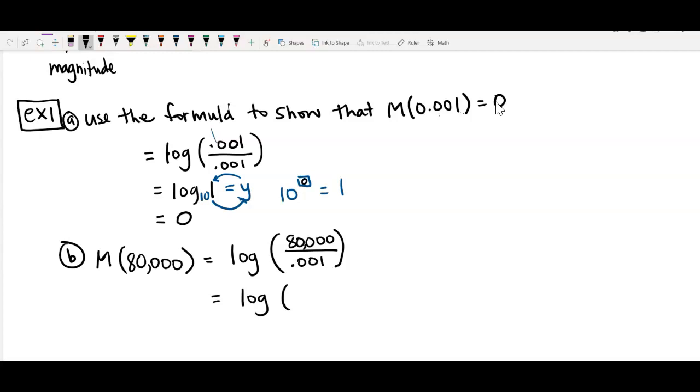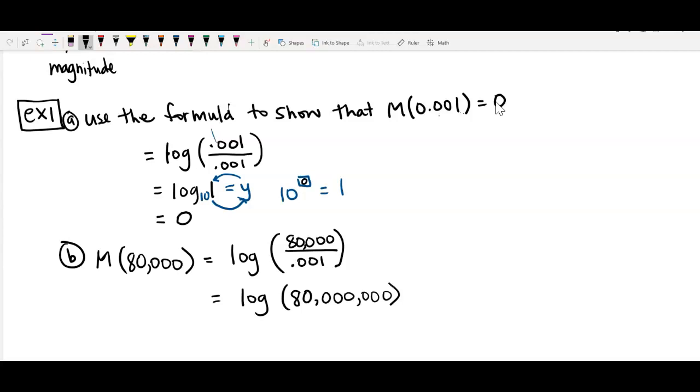What did you guys get? You should get a pretty big number. When we're dividing by a really small number, that makes that top number even bigger. Anybody do that? You don't have to do the log part yet. Just divide, what's 80,000 divided by 0.001? Should get 80 million.